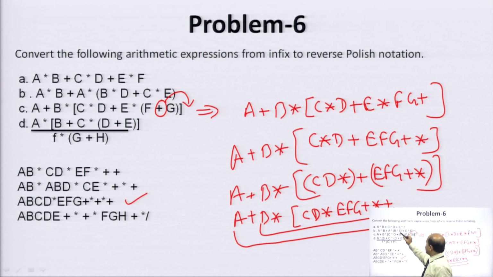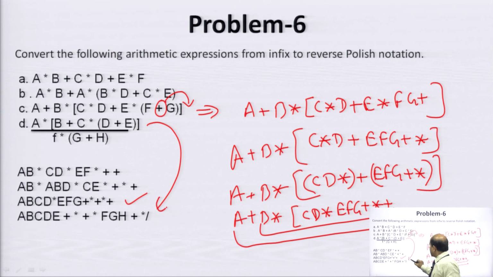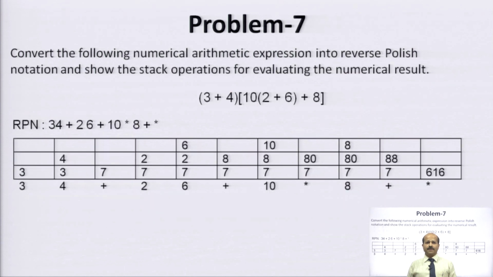So, this is the solution of this particular problem and same way you can solve this. The solution of this problem, or this infix notation, is given in terms of reverse Polish notation: A B C D E plus star F G H plus star and divide. So, this way you can convert the infix notation into RPN.